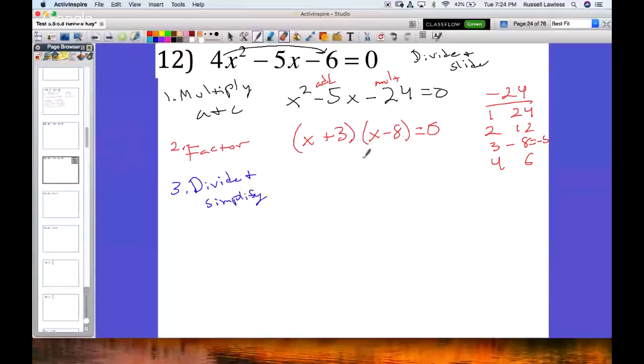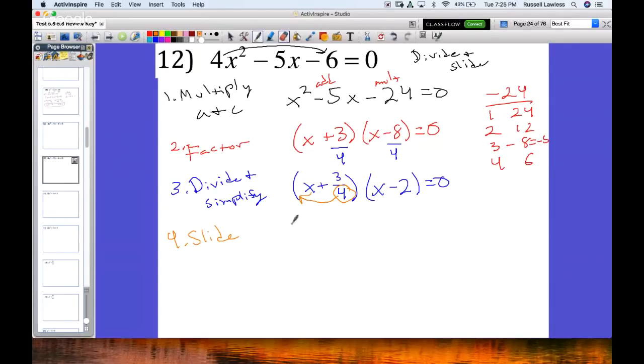So what we're going to do is divide both terms by the value that we multiplied in the beginning. So then this will give us x plus 3/4 times, let's see, 8 over 4 will simplify to 2. And now we need to slide. So that means after the fractions are reduced, we'll slide the denominator to the front if there was ever a fraction. And so then that would give us 4x plus 3 times x minus 2.